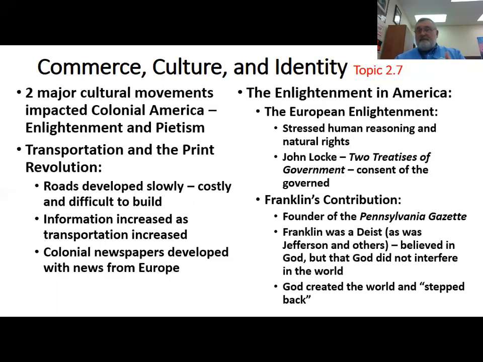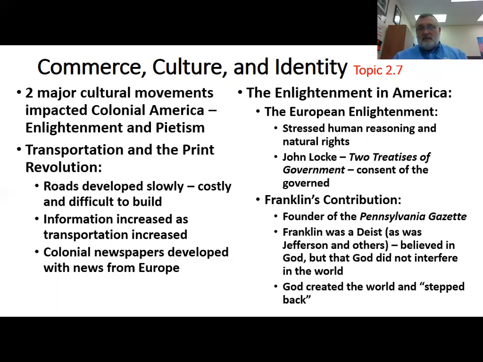So with the Enlightenment, the stress of reasoning, we talked about this in previous years, but John Locke was very influential with the idea of natural rights, the idea of social contract, that governments are created by people willingly giving some of their liberty to the government in return for the government protecting their natural rights.